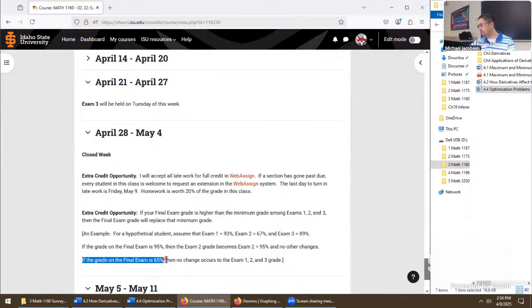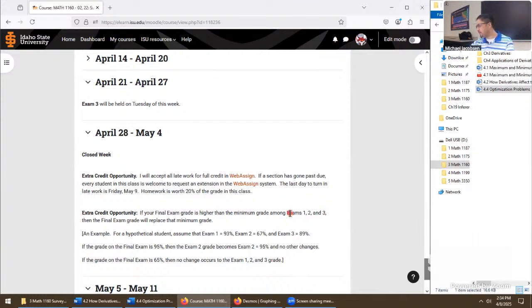For another student, if the exam score was 65%, then that doesn't beat anything on the minimum score. That would mean no change. Your exam scores will be kept exactly as is. So that's how the extra credit opportunity runs.